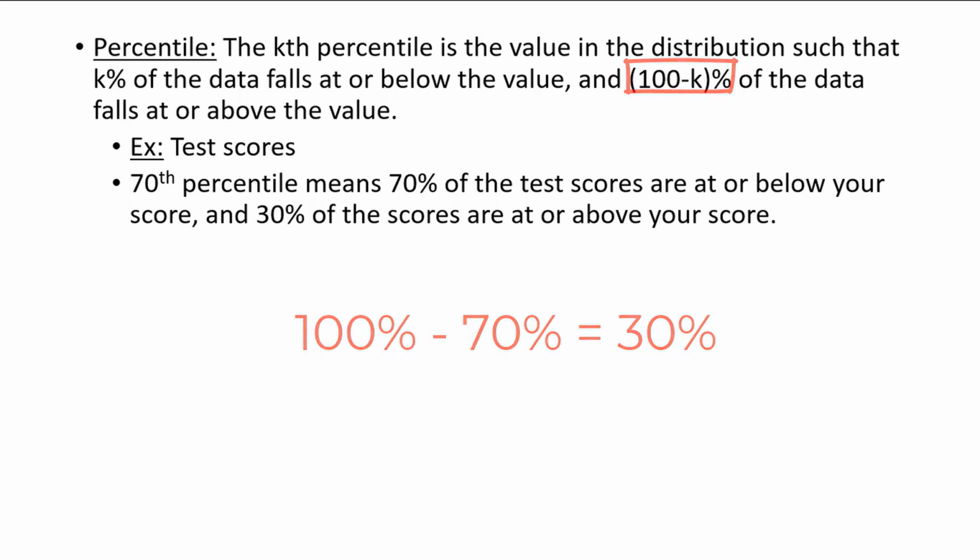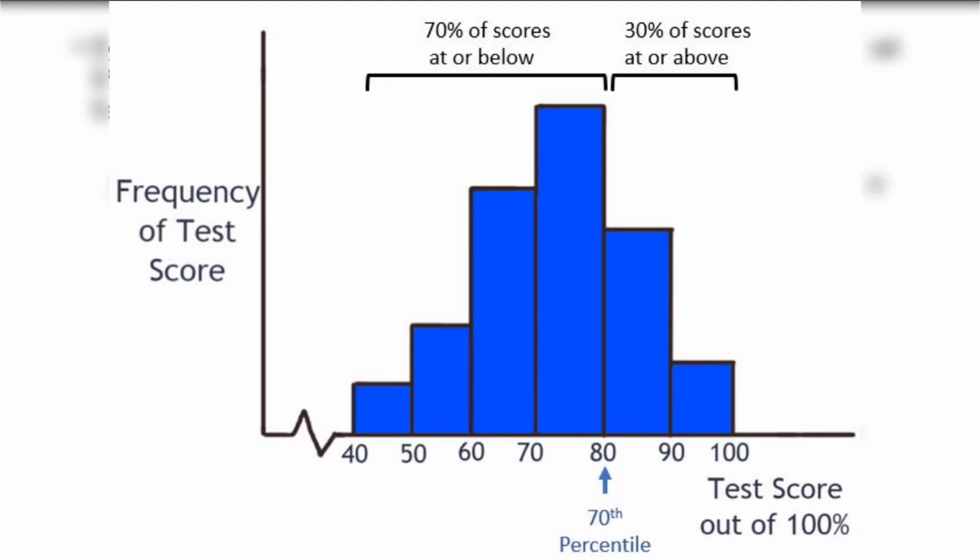Here's what it might look like on a histogram. You may have scored somewhere between 80 and 90% on the test, but you might be at the 70th percentile because you scored better than 70% of the students and worse than 30% of the students.